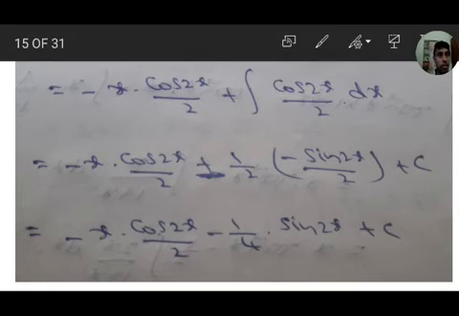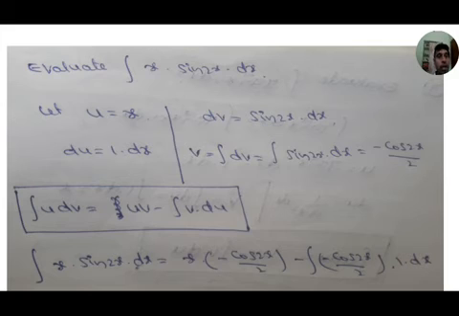Here it is plus only, here also it is plus. So minus x into cos 2x by 2. Here u equal to x is an algebraic function, and sin 2x is a trigonometric function. So first the algebraic function: u equal to x and dv equal to sin 2x.